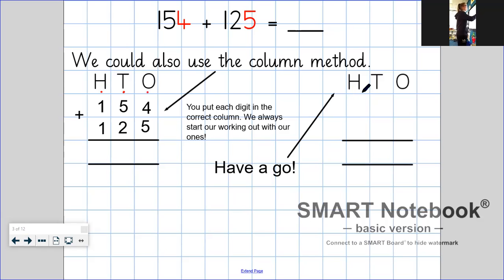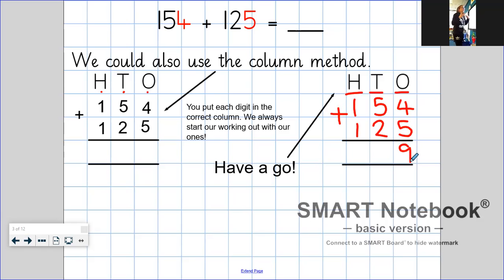That stands for hundreds, tens, and ones. You are then filling it in. We have 100, 5 tens, and 4 ones. And we have got 100, 2 tens, and 5 ones. And we are adding them together. Always start with your ones. Good. 4 and 5 is 9.